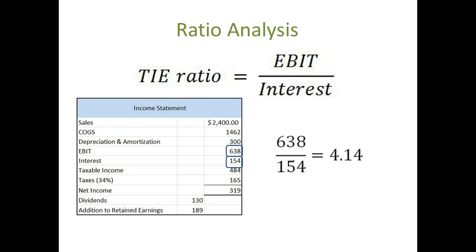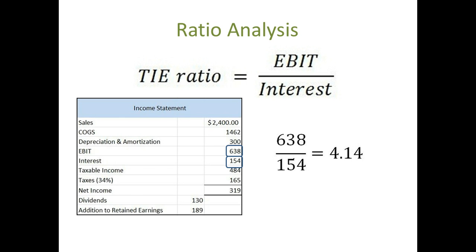This ratio measures how a company has its interest expense covered. For our example, the earnings before interest and tax cover the interest bill 4.14 times. A problem with this ratio is that non-cash expenses such as depreciation and amortization have been deducted out of earnings before interest and tax. Therefore, it is not a true measure of the firm's ability to pay its interest.